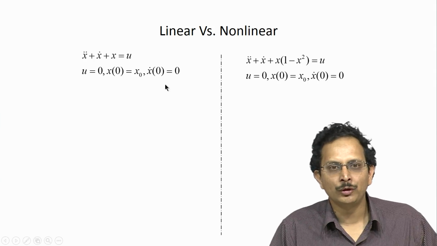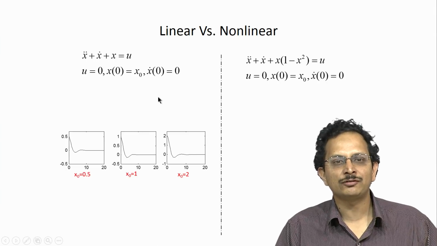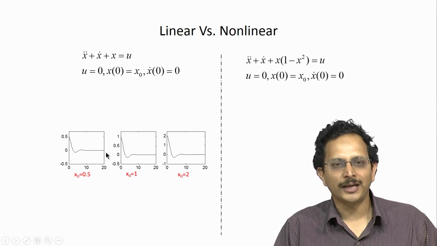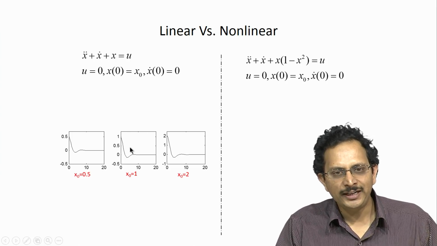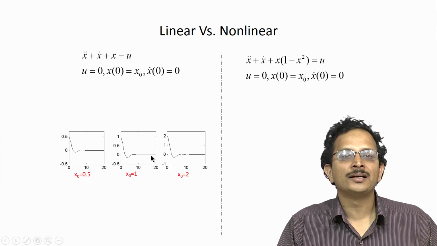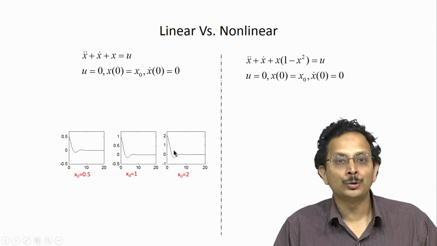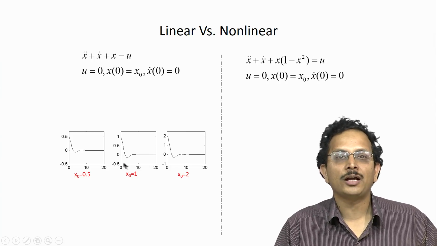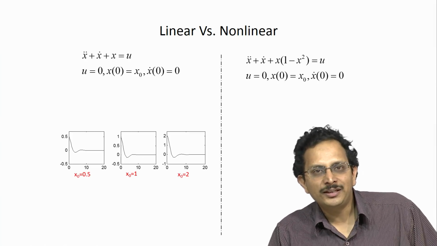Now, suppose I were to simulate how the state x would change with time if it is released from its initial condition x naught. We see that if it is released from x naught equal to 0.5, it decays down to 0 after some time. If I were to now change the value of x naught and make it 1, it once again decays down to 0, but with a very similar looking profile, time domain waveform, and if x naught were to be made equal to 2, it once again decays down to 0 in exactly the same manner as it did for the other two initial conditions.